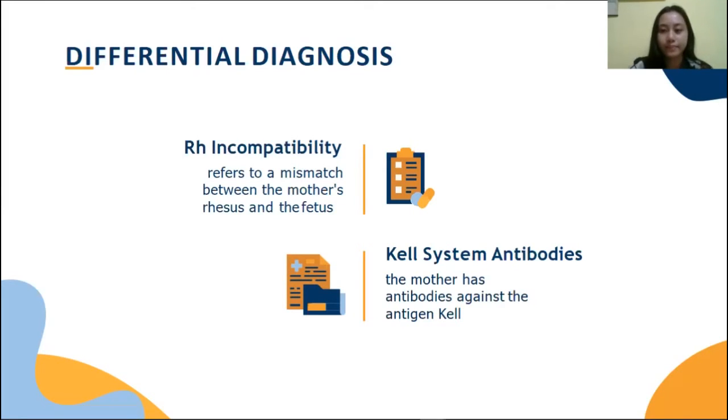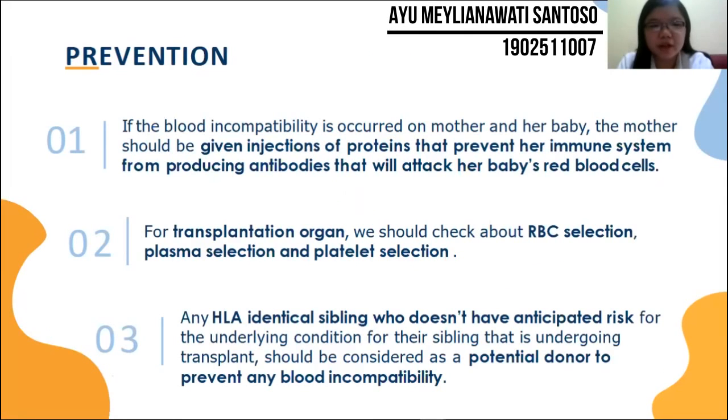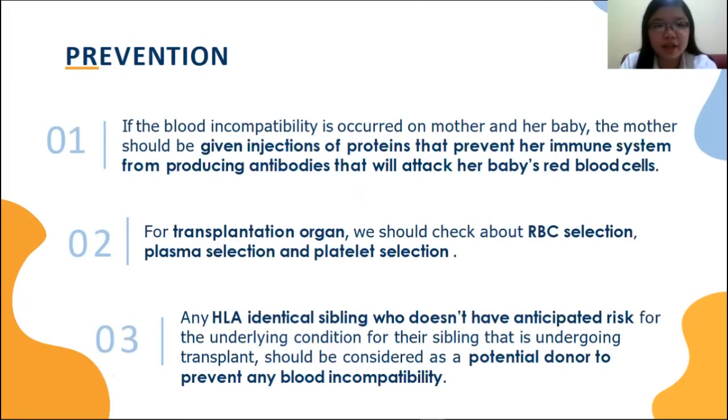Next. So for the prevention, first, if blood incompatibility occurs between a mother and her baby, the mother should be given an injection of proteins that prevent her immune system from producing antibodies that will attack her baby's red blood cells. Second, for organ transplantation, we should check RBC selection, plasma selection, and platelet selection. Third, any HLA identical sibling who doesn't have an underlying condition similar to their sibling that is undergoing transplant should be considered as a potential donor to prevent any blood incompatibility.